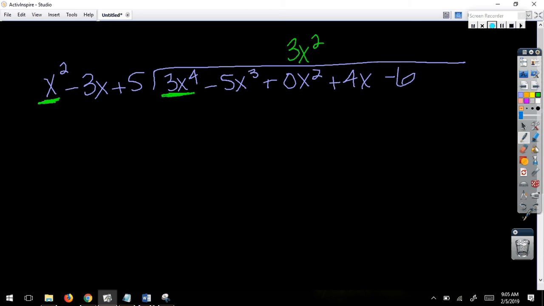Wait, so 3x squared would go with 1, so it'd be x, wouldn't it? No, wait, I'm so lost. Okay, you're trying to jump ahead is what you're doing. Do you understand where the green 3x squared came from? No. Okay. What do you multiply x squared by to get 3x to the 4th? 3x squared. Yes. That's all I want you to understand right now. Don't try to jump ahead just yet.